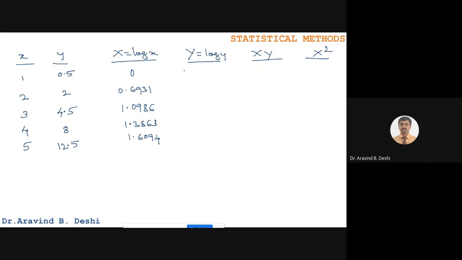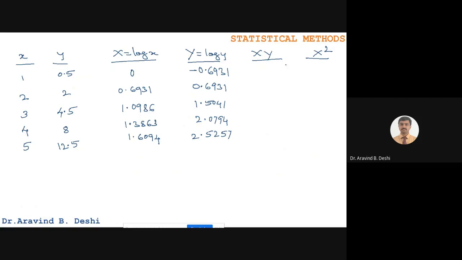So ln of 0.5 is minus 0.6931. Next ln of 2, that is 0.6931. Next ln of 4.5 is 1.5041. Next ln of 8 is 2.0794. Next ln of 12.5 is 2.5257. Now we need to multiply this x and y, then we take the square of these x.